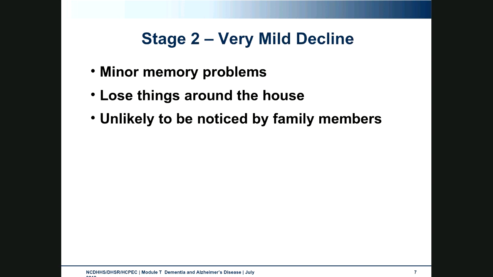Stage 2, very mild decline. Minor memory problems, lose things around the house. Things are easily explained away. It is unlikely to be noticed by family members. It may not even be noticed by the people who live in the home. So a husband may not realize what's going on with the wife, or vice versa. The reality is that usually at this point, you're still making excuses for why things are happening. You know, I forgot this. Well, I was tired, or I was busy, or I was stressed out. So it's very easy to explain away.